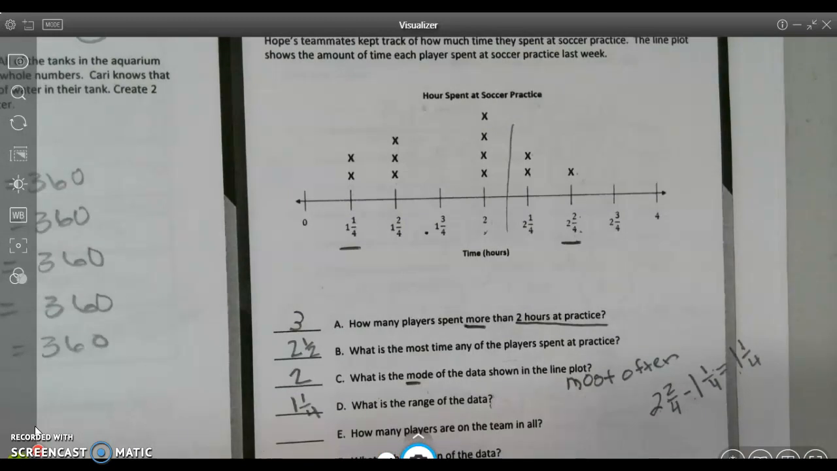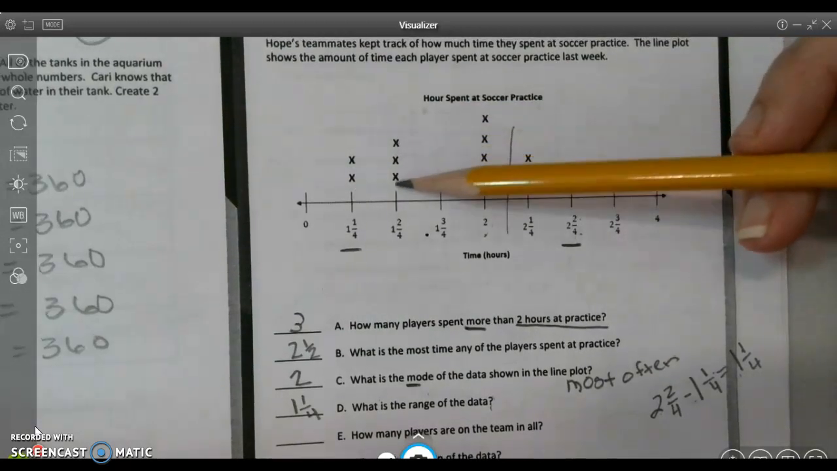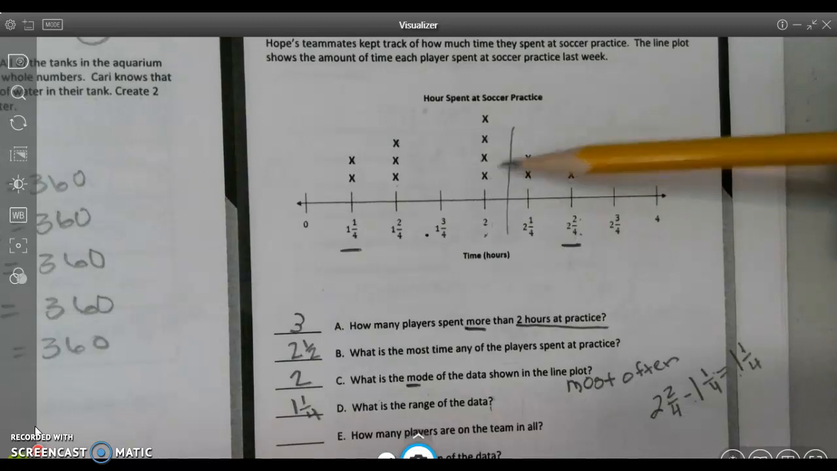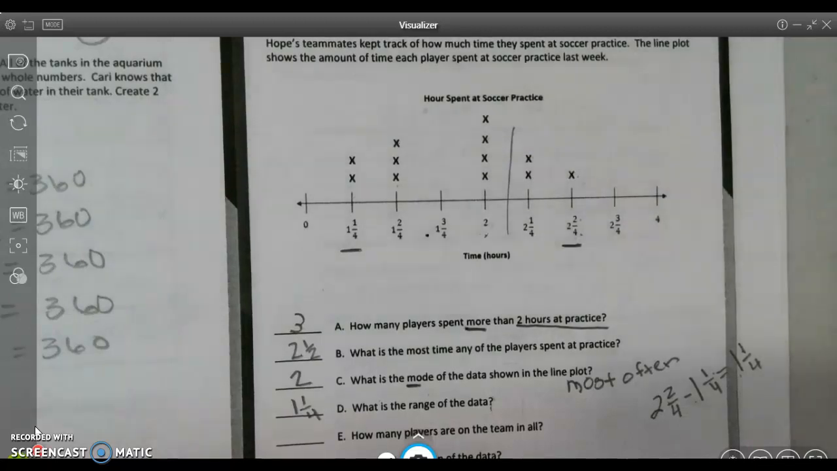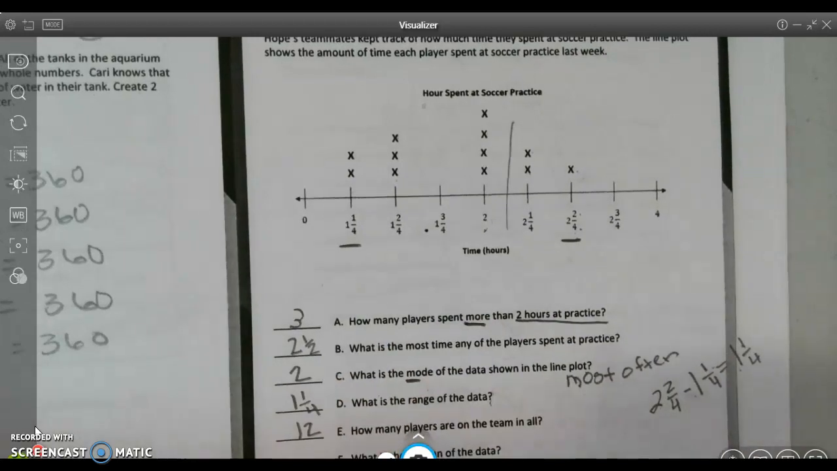How many players are on the team in all? Well, let's count and see how many X's there are. 1, 2, 3, 4, 5, 6, 7, 8, 9, 10, 11, 12. There are 12 data points, so there must be 12 players.